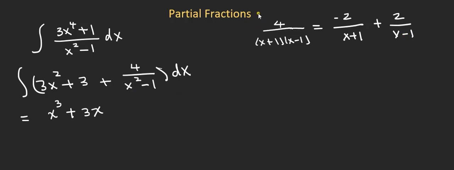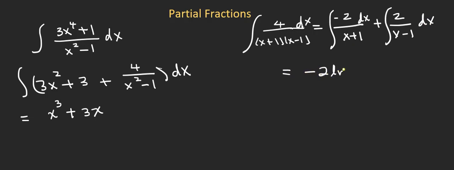Now, we need to find the integral of this. So this becomes negative 2 natural log of absolute value of x plus 1 plus 2 natural log of absolute value of x minus 1 plus c.